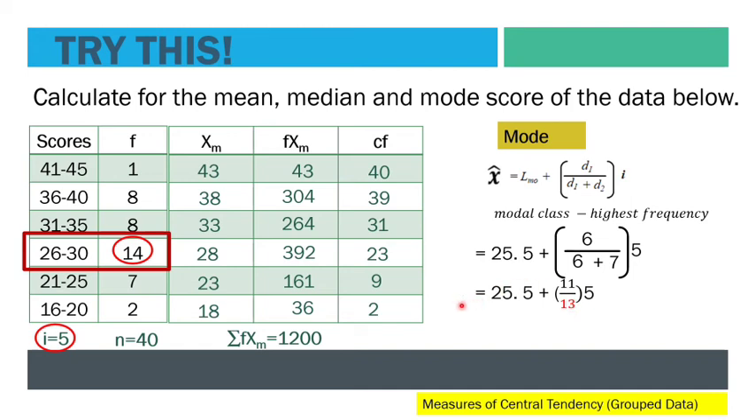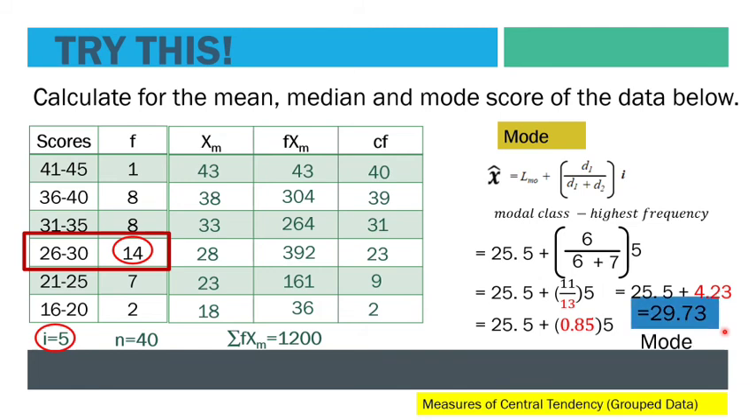Then performing the division inside the parentheses, 11 divided by 13 will give us 0.85. Then we have to multiply by 5, which will give 4.23. And finally, we have to add 4.23 with 25.5. We will get 29.73. And this is now the value of our mode. I hope you're still following.